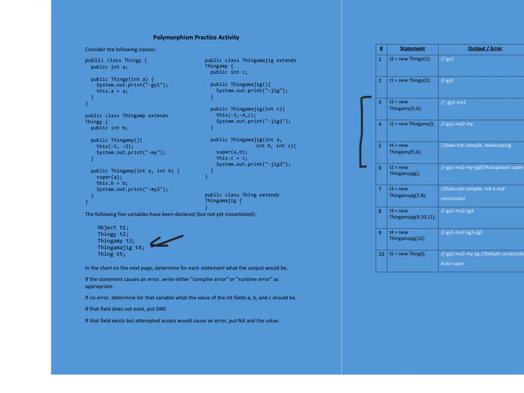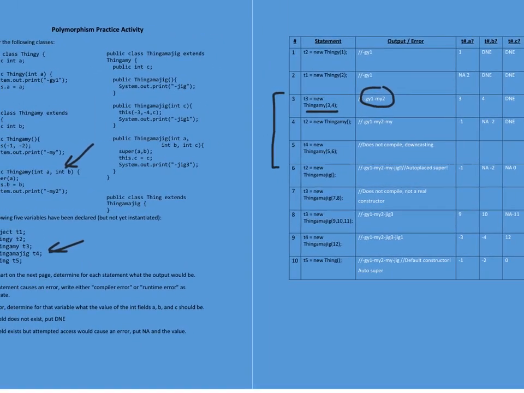Okay, let's return to number 3. Number 3 calls thingamy with 2 arguments. So we're going to enter the 2 argument constructor, passing in A and B. The first thing that constructor does is call the one arg constructor of its superclass, thingy. That's going to print out gy1, and then set the value of A. That then returns back to where we came from. Then our thingamy constructor will continue, set the value of B, and then print out my2. So that's the reason why we have these 2 printouts. And then over on the right, we'll see the values 3 and 4.